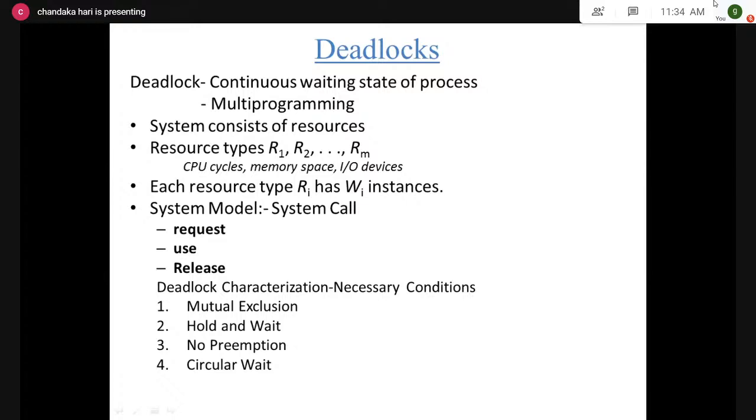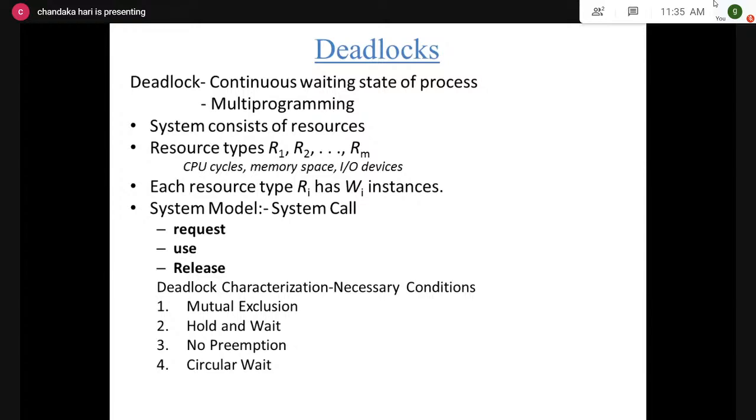Now, how do you demonstrate deadlock characterization? What are the characteristics of a deadlock? In a deadlock, the processes never finish executing and system resources are tied up, preventing other jobs from starting. What are the necessary conditions for causing a deadlock? There are 4 necessary conditions for causing a deadlock. One is mutual exclusion. Number 2, hold and wait. Number 3, no preemption. Number 4, circular wait.